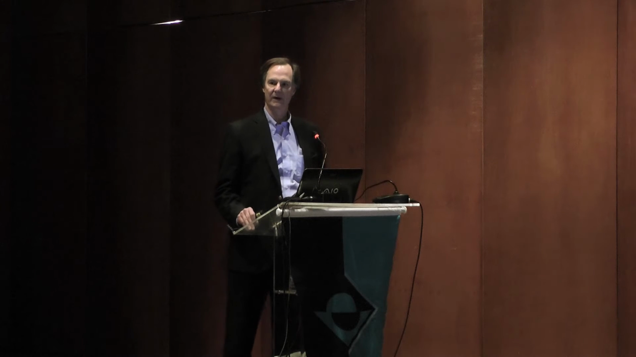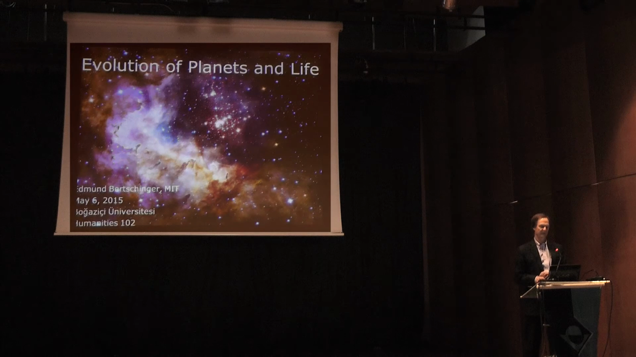This is a view of our Milky Way galaxy, of a small portion of our galaxy, taken with the Hubble Space Telescope. It shows a cluster of brilliant, massive young stars formed in the deep of space, surrounded by the birth cloud of gas and dust, mostly hydrogen gas, from which those stars were formed.